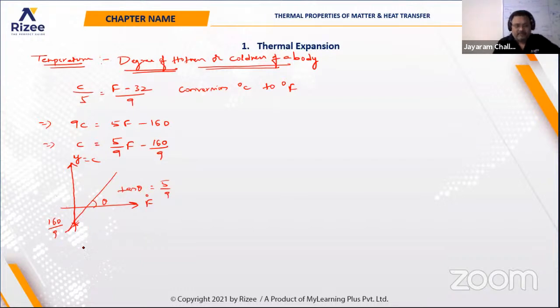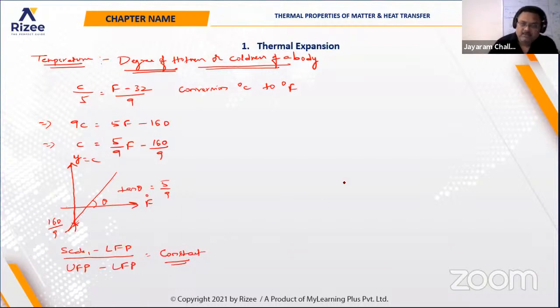If you want to convert from one scale to another scale, except from degrees centigrade to the Kelvin scale, you can take it as scale reading minus lower fixed point, divided by upper fixed point of that scale minus lower fixed point of the scale. This always remains constant. Using this relation, we can convert from one scale to another scale.